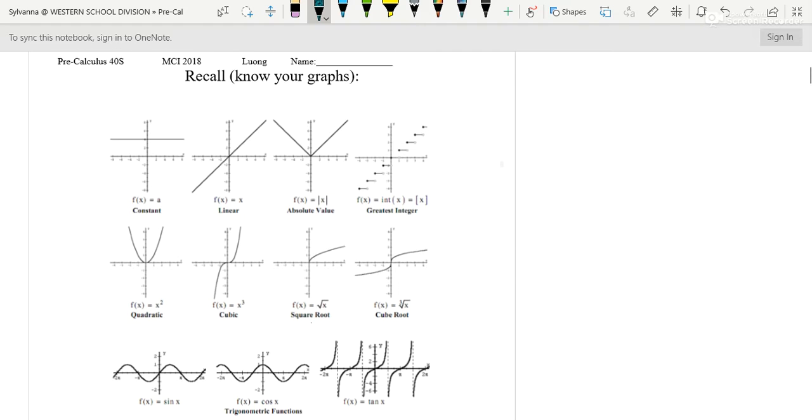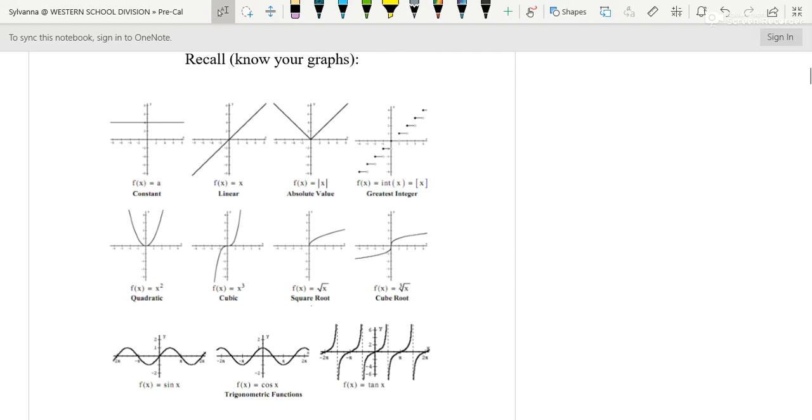So we're going to transform some of these graphs, more particularly the absolute value, maybe the quadratic, the cubic, and the square root. Not so much the trig functions, we've already dealt with a lot of those in the trig unit. And we'll also be transforming other types of weird looking graphs as well.